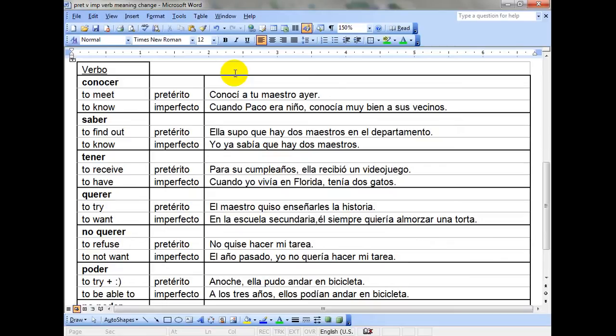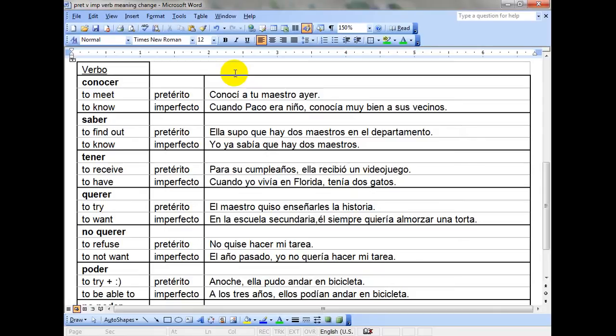Tener in the preterite is like to receive, like I got this for my birthday. So for example, para su cumpleaños, ella recibió un videojuego. For her birthday, she got a video game. And then tener, to have in the imperfect. Cuando yo vivía en Florida, tenía 2 gatos. So when I lived in Florida, I had 2 cats.